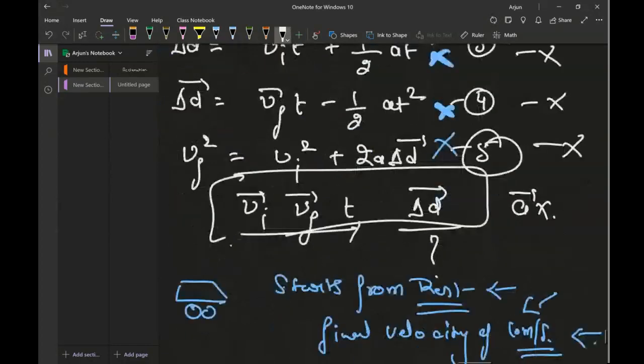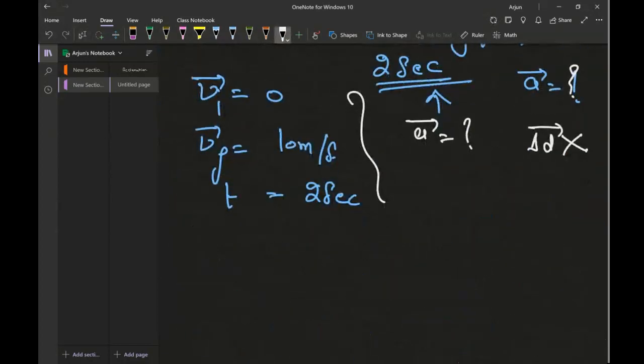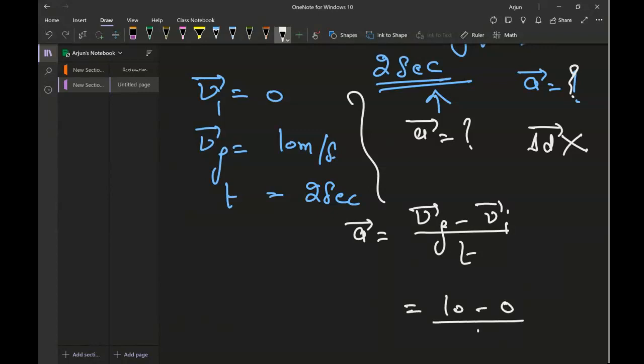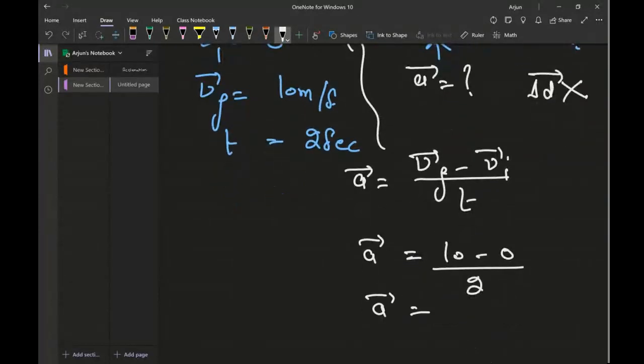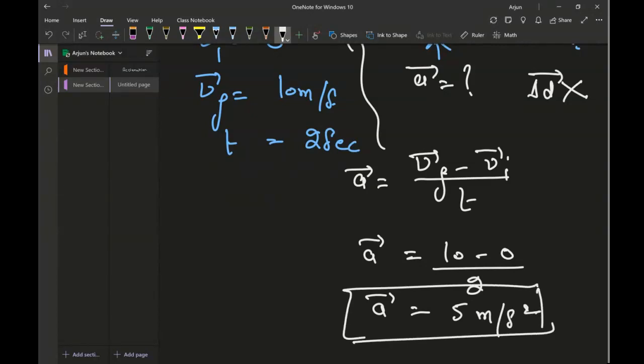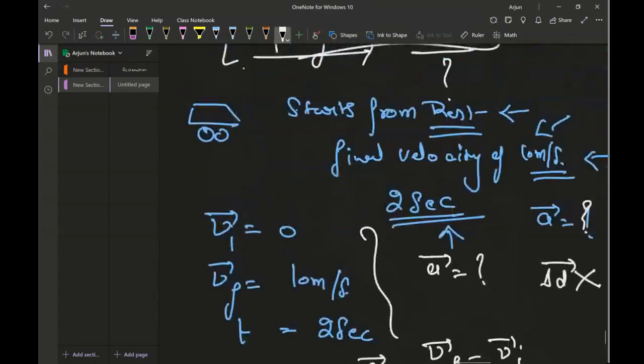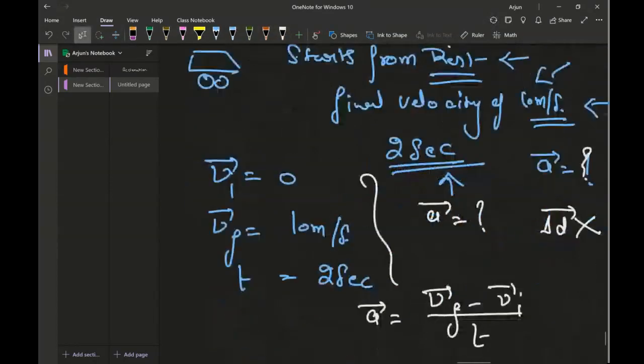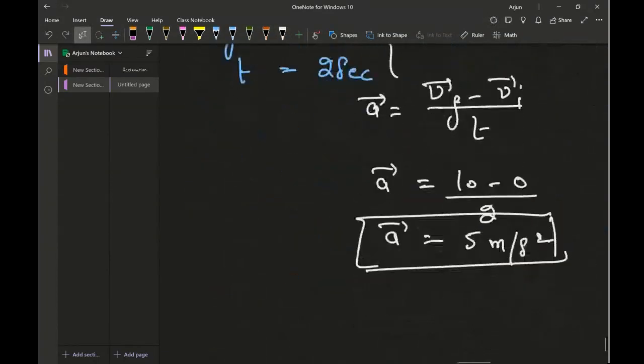I'll use the first equation: v final minus v initial divided by time is equal to acceleration. Final is 10, initial is 0, time is 2 seconds, so the acceleration value will come out to be a equals 10 divided by 2, which is 5 meters per second squared. That's the acceleration value. Again, I haven't given the direction, so in the exam you will be given the direction, so make sure you do take the direction.